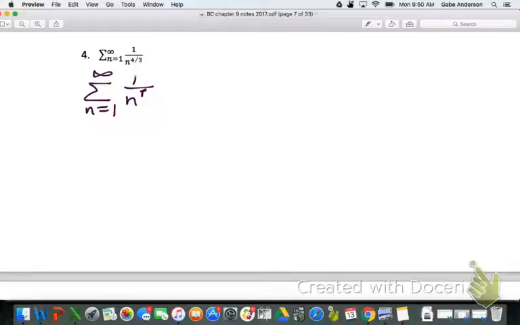With the p-series, is there a way to find out what number it converges to? Sometimes. Probably most of the time. Most of the typical ones, like say 1 over n squared, we'll talk about that in a second. It's interesting what they converge to.